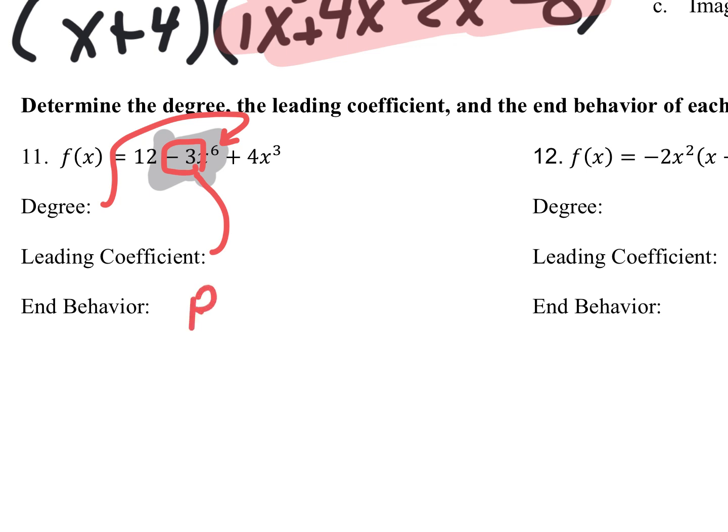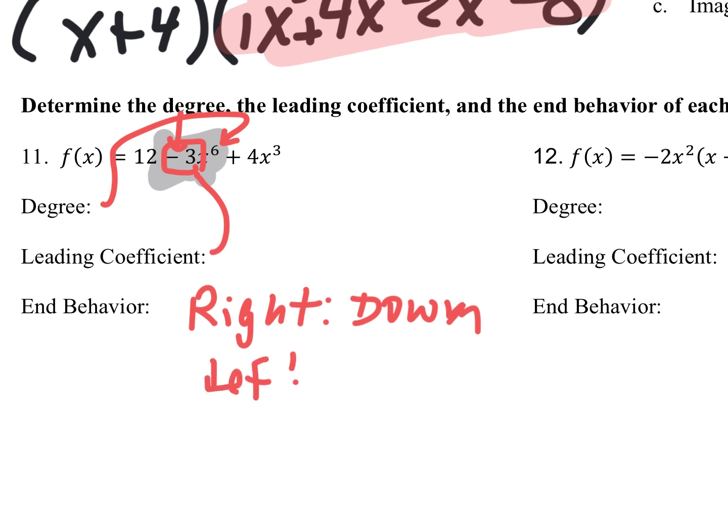And you go, I would start on the right. You don't have to. But I like to start on the right because I see the negative there. That means it's down. And since it's even, the left is the same.